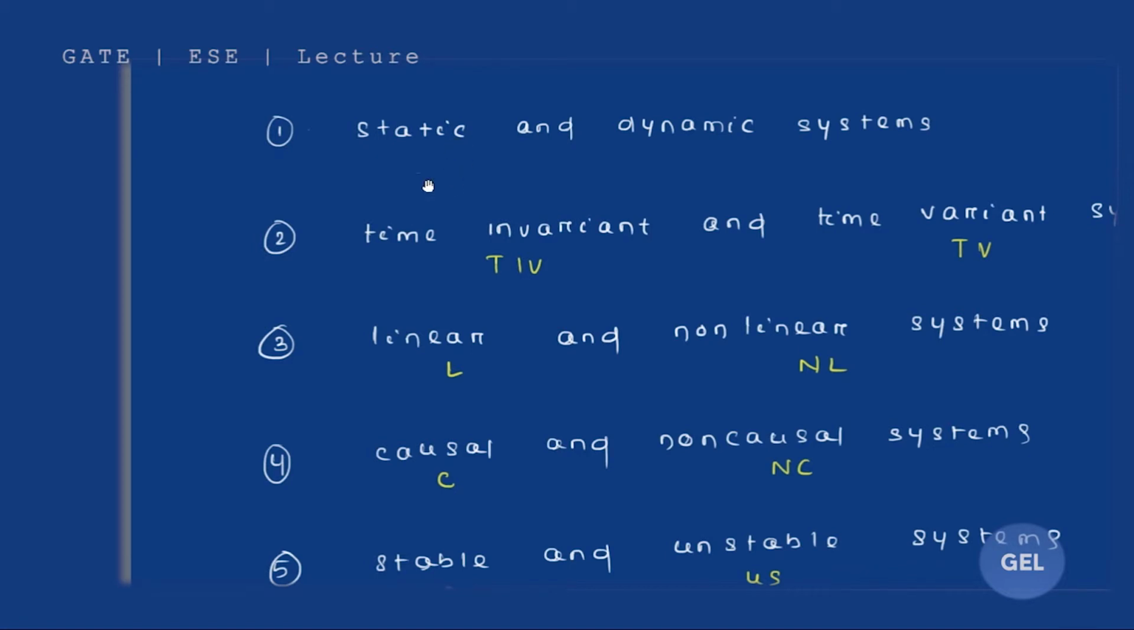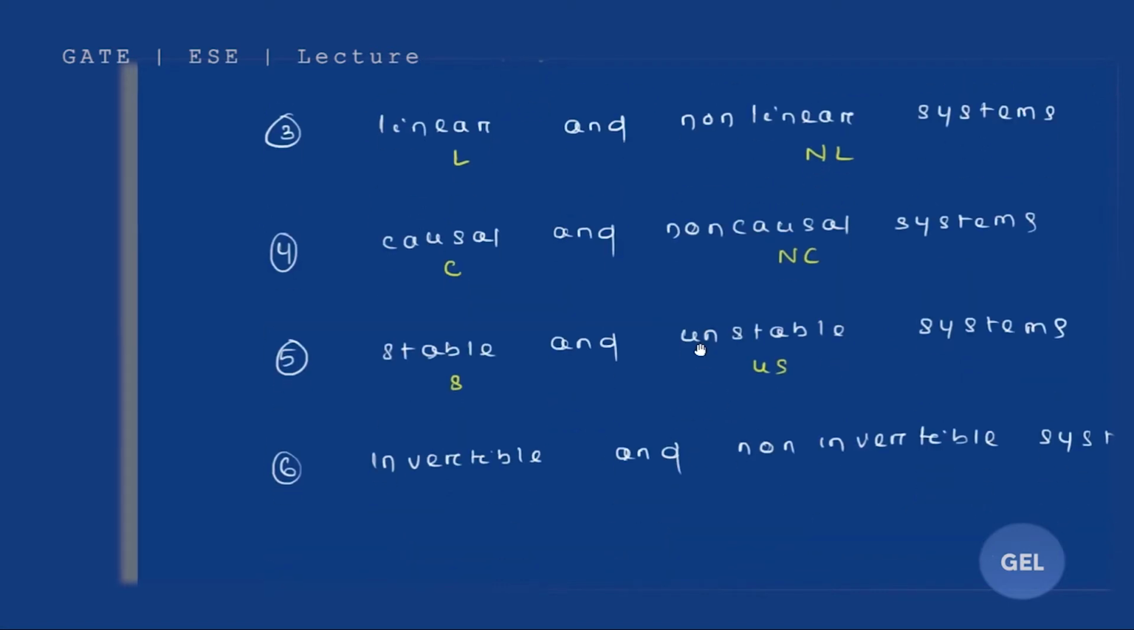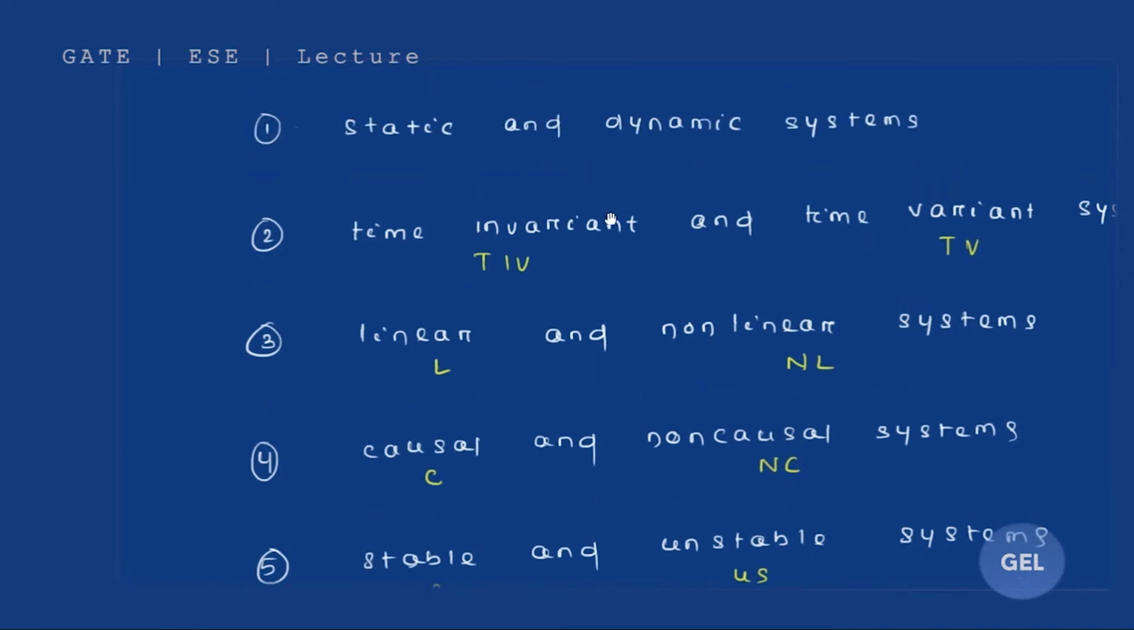Now in this video lecture I'll be analyzing only static and dynamic systems. From the next video lecture I'll get into time invariant, then linear and non-linear, then causal and non-causal, stable and unstable, and then in a later video lecture invertible and non-invertible. I think every video lecture will have one type each, yeah, that's going to happen.